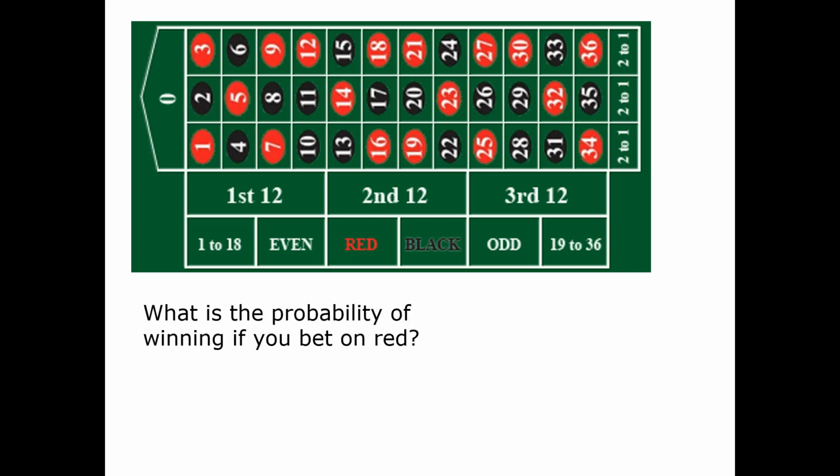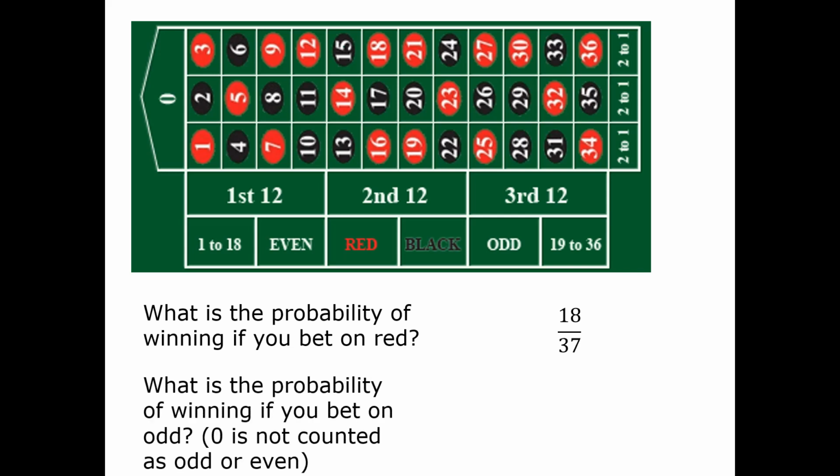What's the probability of winning if you bet on red? Have you thought about that? Pause the video till you've got an answer. Did you say a half? If you did, I caught you out. You have to remember that the 0 is green. There are 18 red numbers and 37 numbers altogether, so the chance of winning if you bet on red is only 18 out of 37. That's a little tiny bit less than a half.